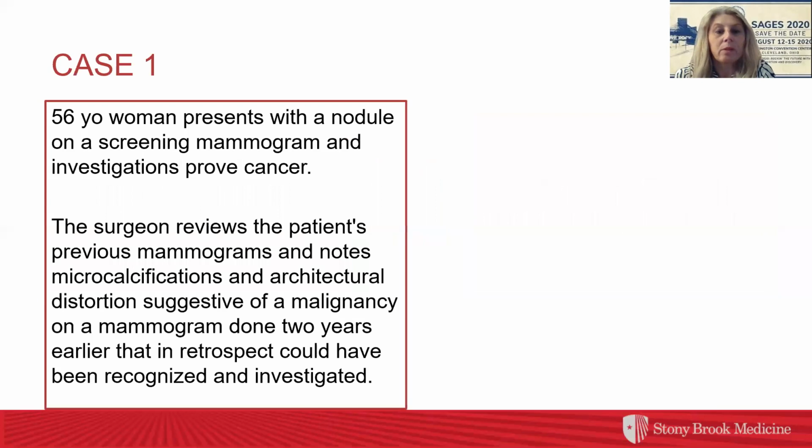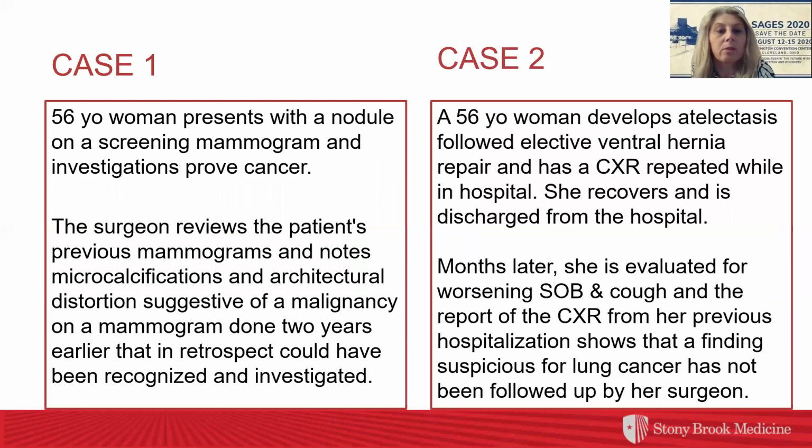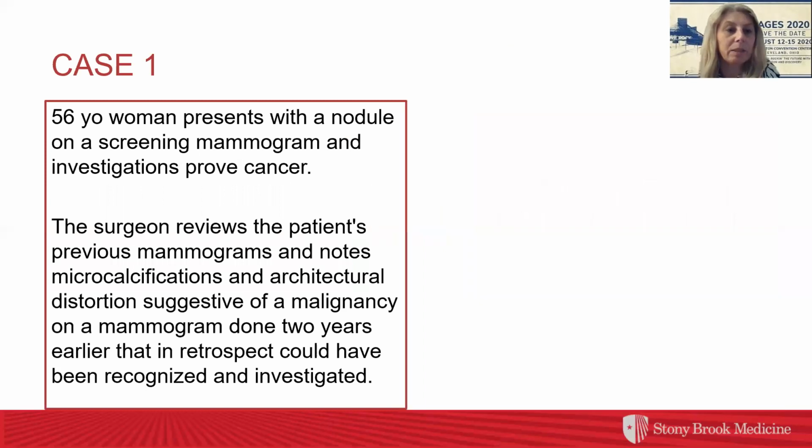So I want to present to you two cases. The first case is a 56-year-old woman who presents with a nodule on a screening mammogram, and investigations proved to be cancer. The surgeon reviews the patient's previous mammogram and notes that there are microcalcifications and architectural distortions suggestive of a malignancy on a previous mammogram. This could have been recognized and investigated. Is this error or is this negligence?